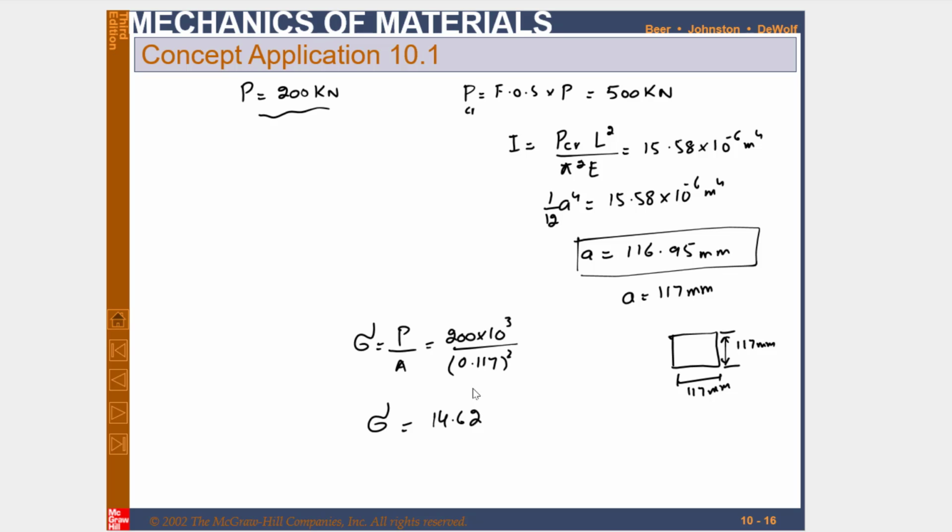This value is 14.62 megapascal. Okay, now you can see due to a load of 200 kilonewton that is applied on a square cross section of 117 by 117, the stress is 14.62.